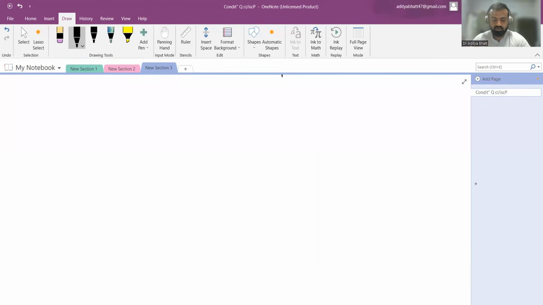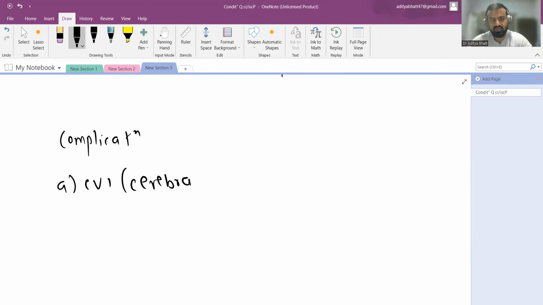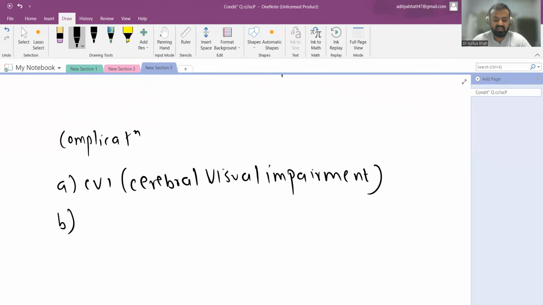Now next, one more important thing, the complications of CP, we would like to just see. What are the complications? One is CVI. What is CVI? Cerebral visual impairment. In this, the visual impairment in CP is usually due to cerebral abnormalities.